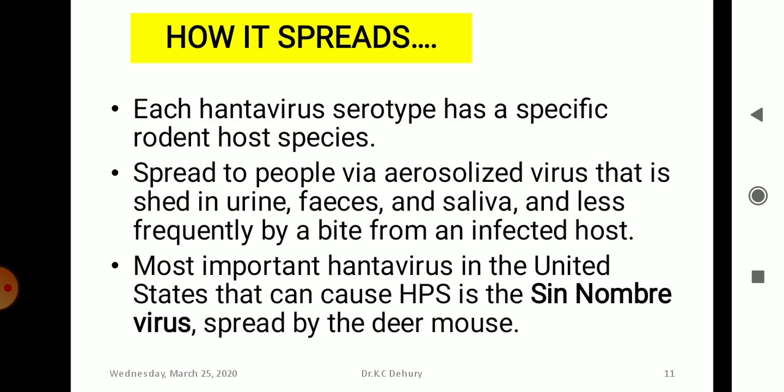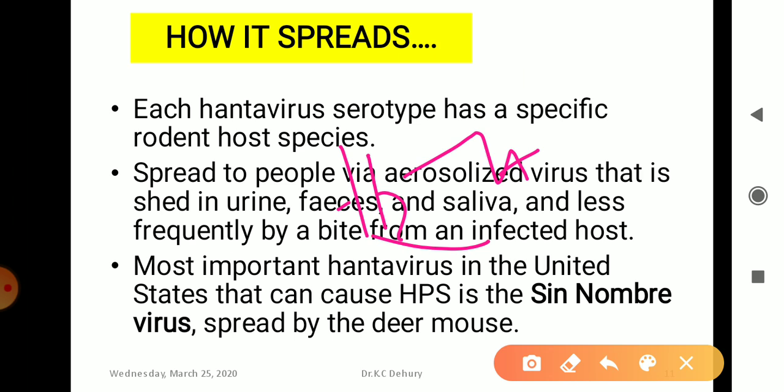So how does it spread? We have already discussed. This virus spreads from human to human through air. In air, the droplets are present as the infectious agent, and the source is the infected urine, infected saliva, and the infected discharge of the mouse. Right.